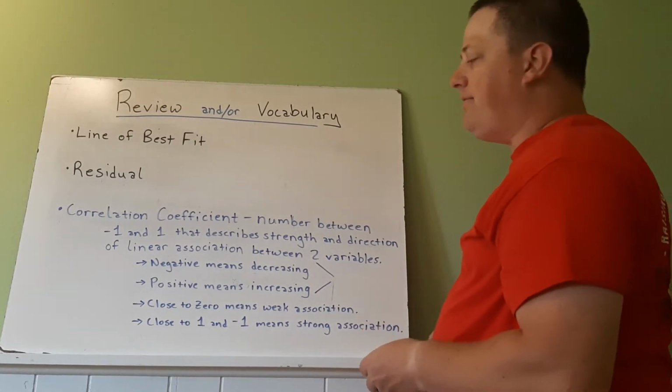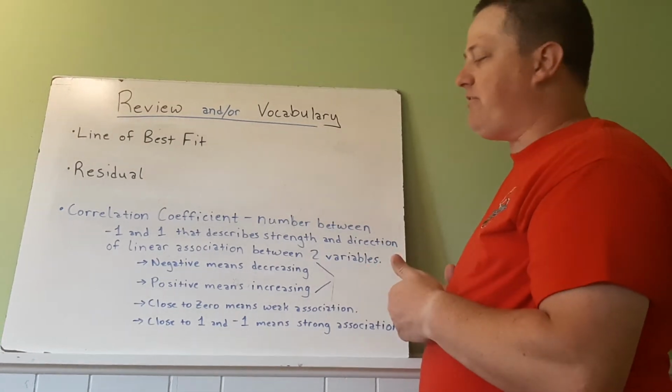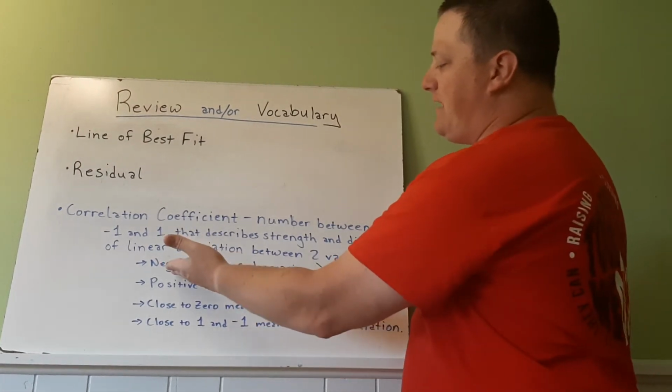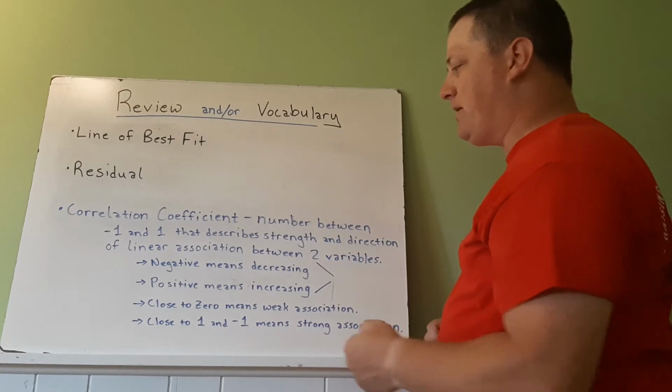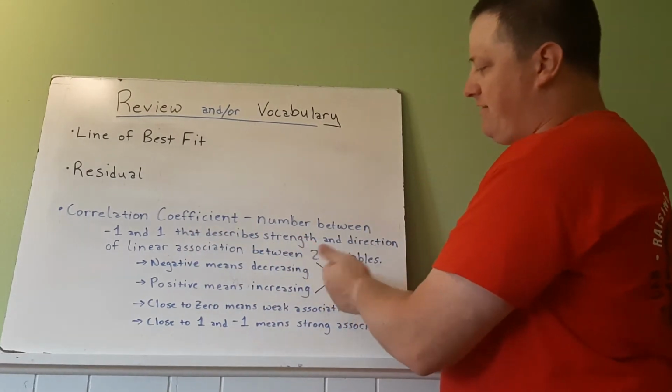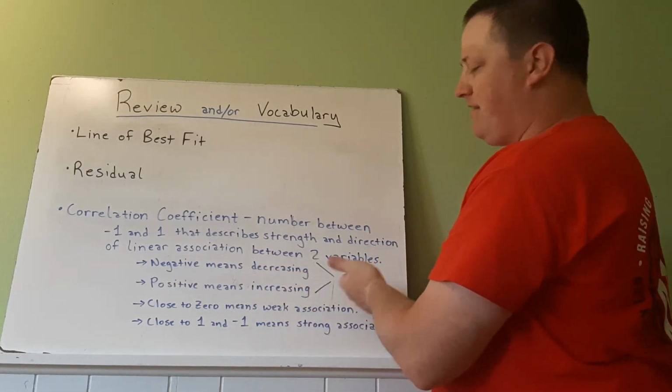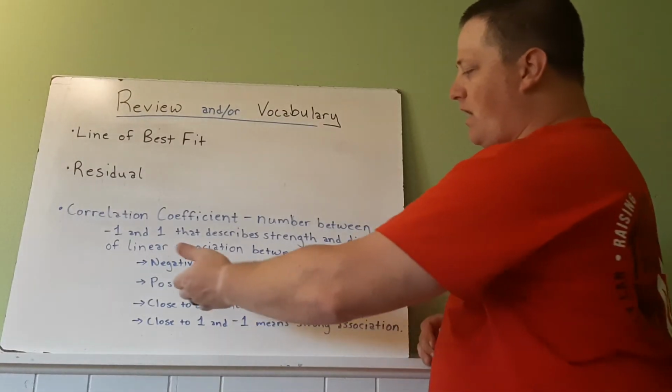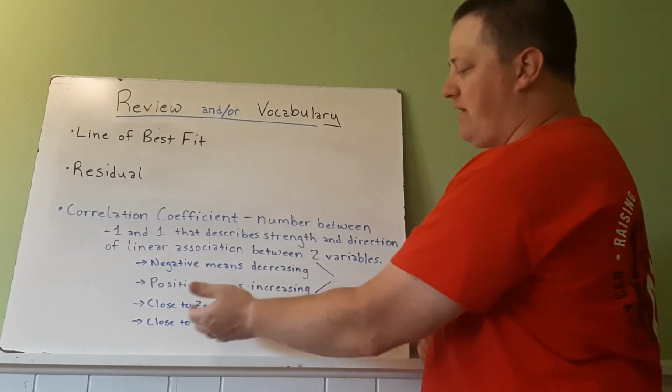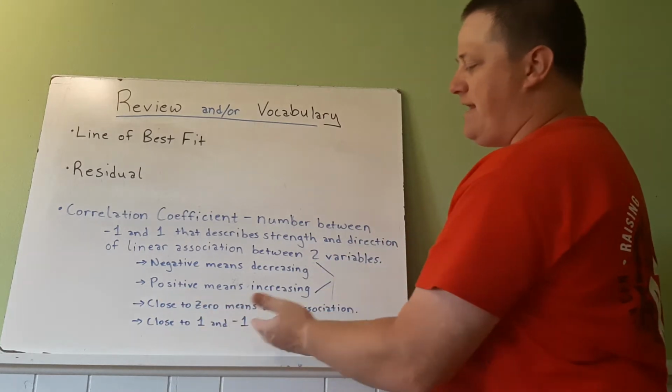Well, two, but they could go in two different ways, each of them. So it could be a negative or a positive number. Negative just means that the line is decreasing. Positive means that it's increasing. It also could be close to 0, or it could be close to 1 and -1.